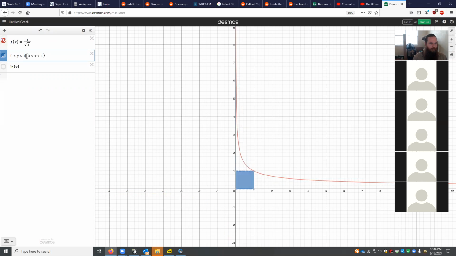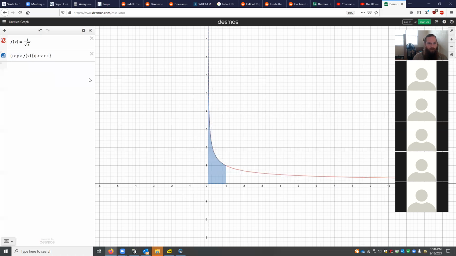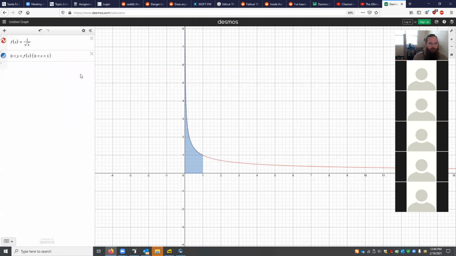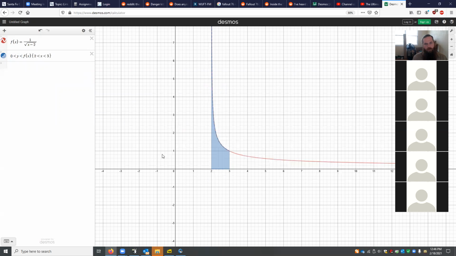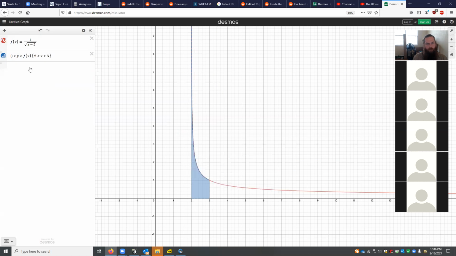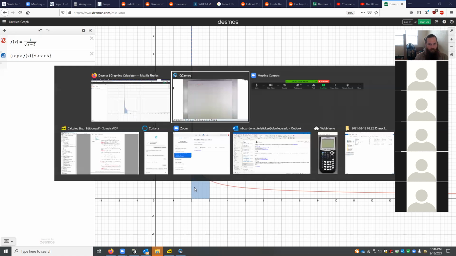Let me just do it like this. I can change things. There we go. So this is 1 over root x, right? So if I have 1 over root x minus 2, that just moves everything to the left. And then I'm interested now from 2 to 3. So here's the area I'm trying to figure out. I want to know, is this finite or infinite?